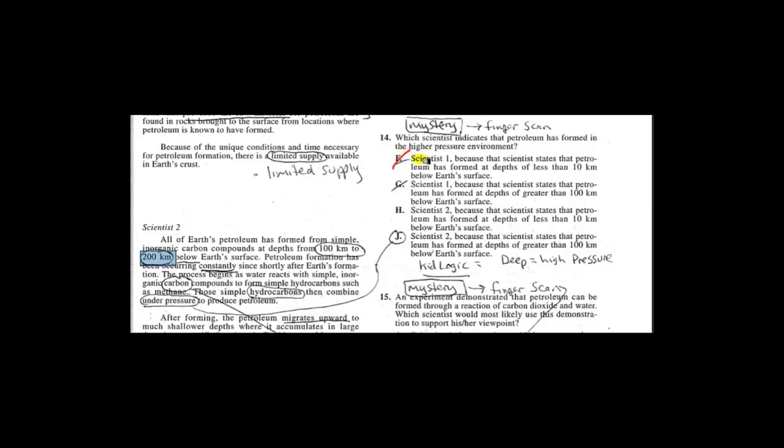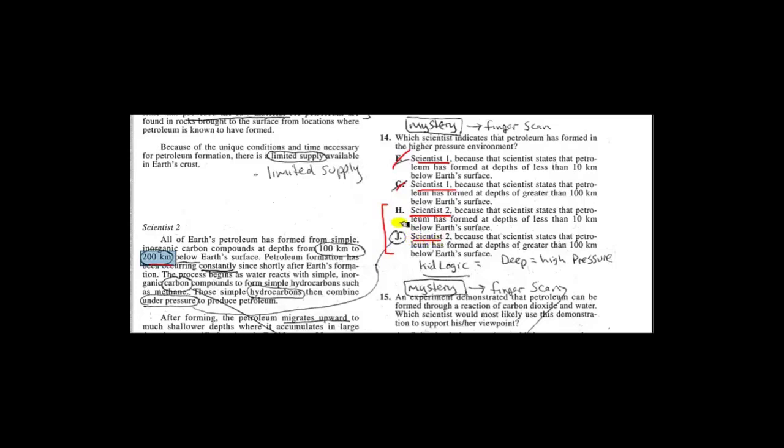F says Scientist 1 can be crossed out. G, Scientist 1 crossed out. Now, remember, Scientist 2 says 200 kilometers, and Scientist 1 said less than 10 kilometers. We'll look at both of these answer choices. They both talk about Scientist 2.